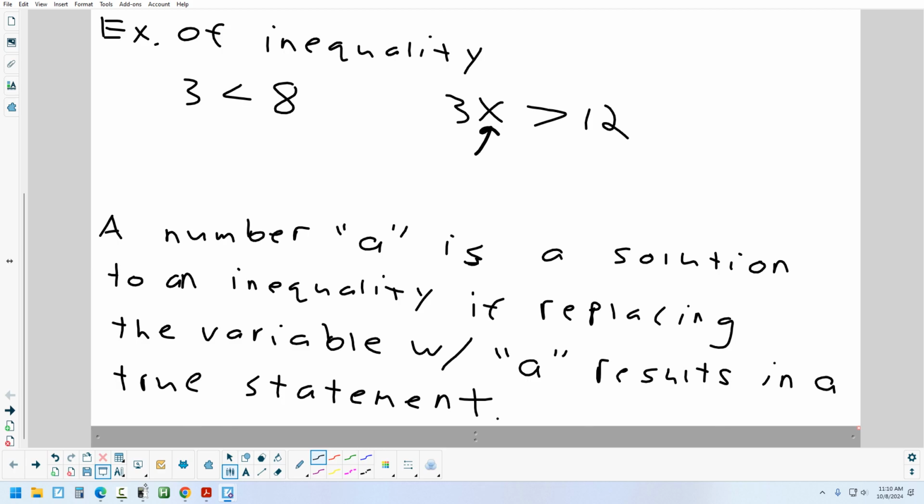So let's try 5. What does 3 times 5 give me? Is 15 greater than 12? Yep. Then 5 is a solution. Let's try 7. What's 3 times 7? 21. And that's bigger than 12, so that's also a solution. How about 4? 3 times 4 is 12. Is 12 bigger than 12? No. So 4 is not a solution. That's what it means to figure out if a number is a solution. Plug it in, see if you get a true statement.